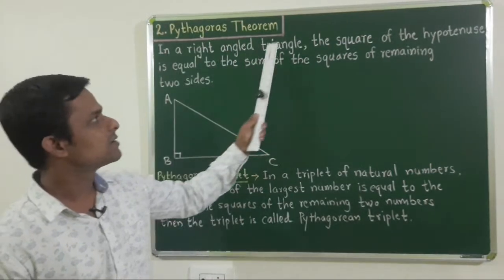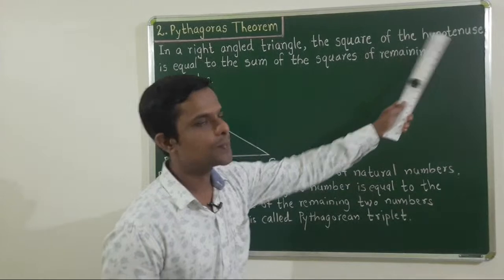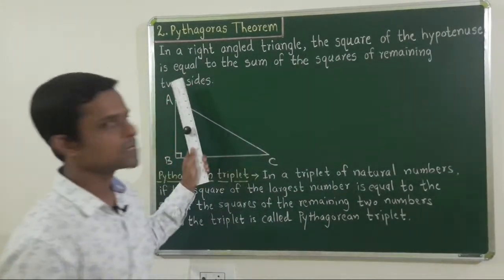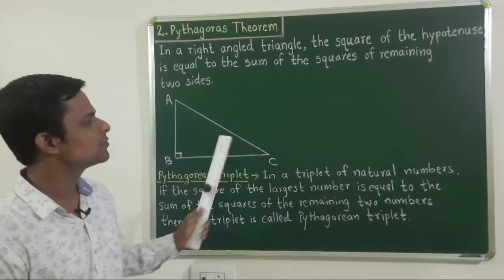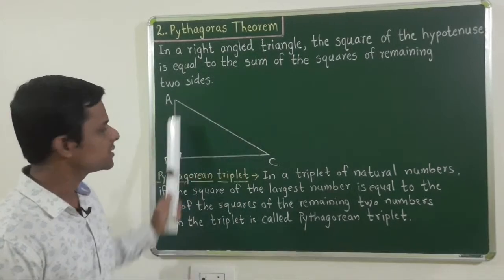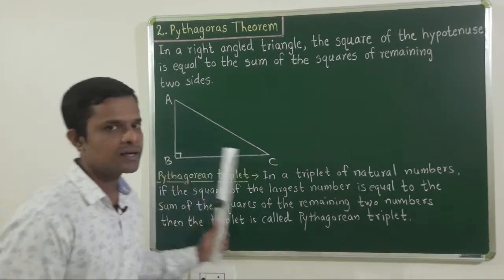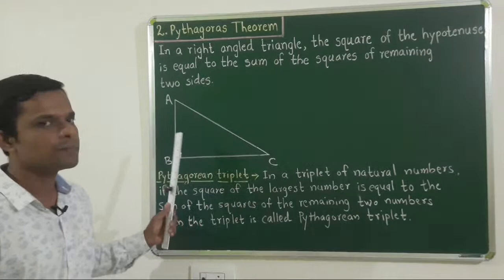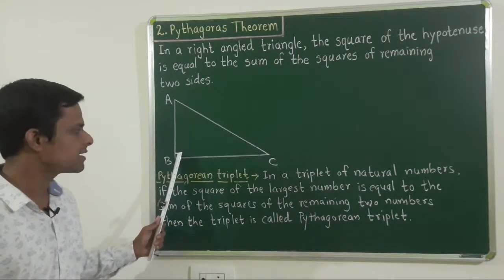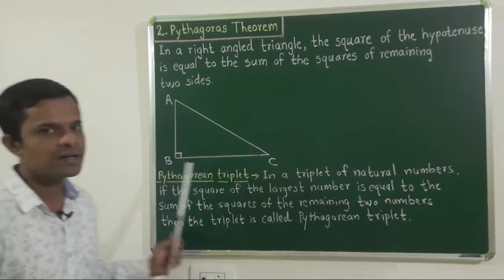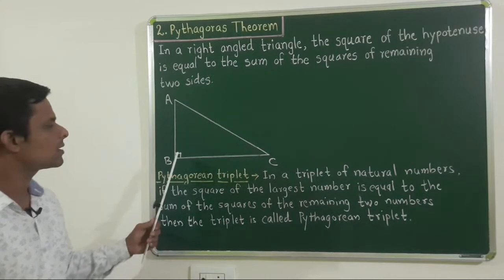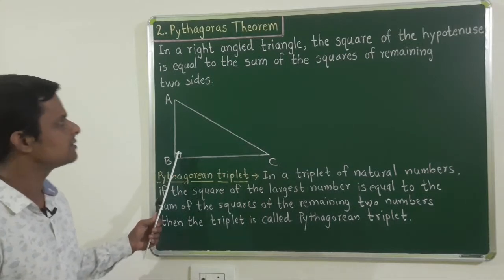In a right angle triangle, the square of the hypotenuse is equal to the sum of the squares of the remaining two sides. This definition you have already learned, we will just revise it here. See once again, in a right angle triangle, now here it is right angle triangle, that is triangle ABC, and right angle triangle means one angle of the triangle is right angle or the measure of that angle is 90 degree. Now in this triangle ABC, the measure of angle ABC is 90 degree or angle ABC is right angle.